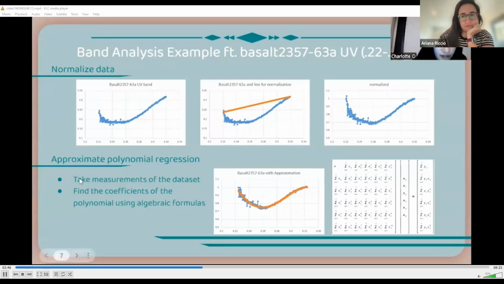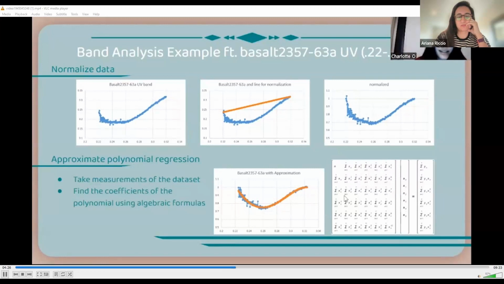To approximate the polynomial regression, I take measurements of the data set, using these summations, and then find the coefficients of the regression polynomial using a bunch of really, really long algebraic formulas. One of them ended up being something like 250,000 characters of algebra, which was kind of insane. The program computes these approximations by taking measurements of the data set and using those through a series of algebraic formulas to find the coefficients of the polynomial. To be honest, I'm not entirely sure how it works, but I had to learn a bit of linear algebra to figure out how to even start finding these coefficients.